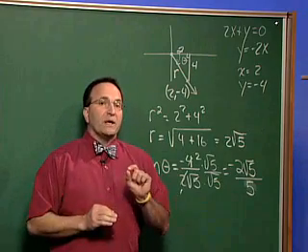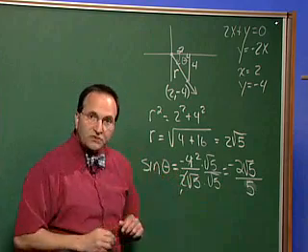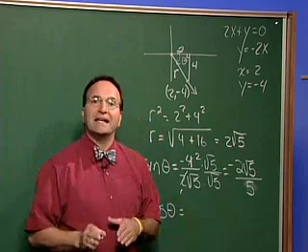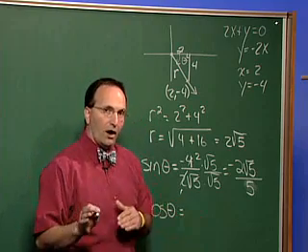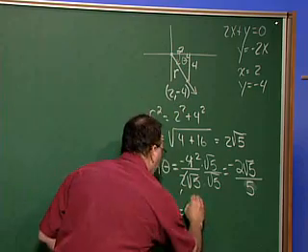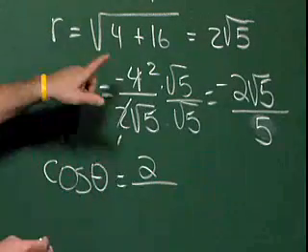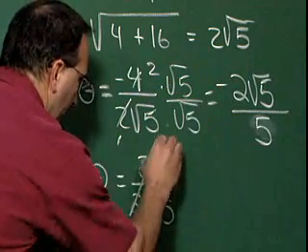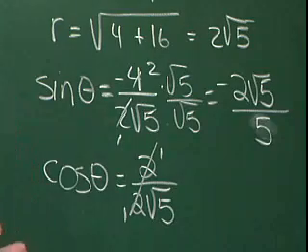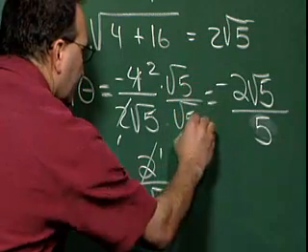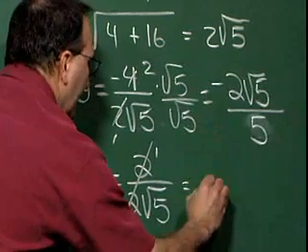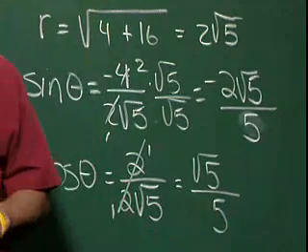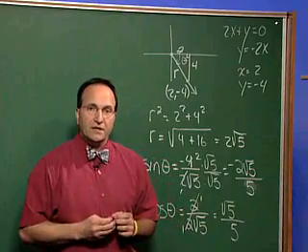Well, if we look at then the cosine of theta, cosine of theta is x over r, and x is 2, and r again was 2 square roots of 5. Those reduce down to 1 each. To rationalize it, I'd multiply again by the square root of 5 over the square root of 5, and that's going to give me an answer of the square root of 5 over 5. So that gives me my sine and cosine.